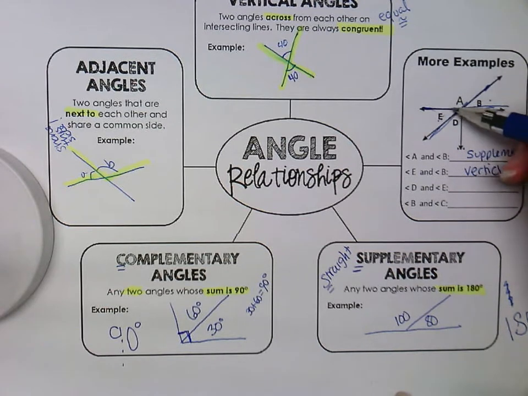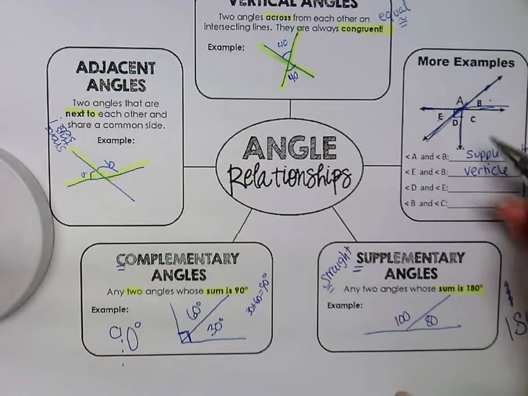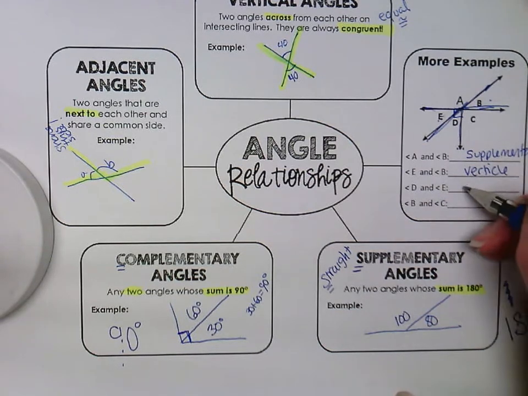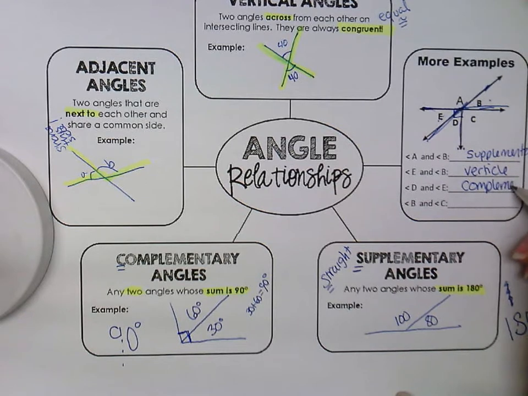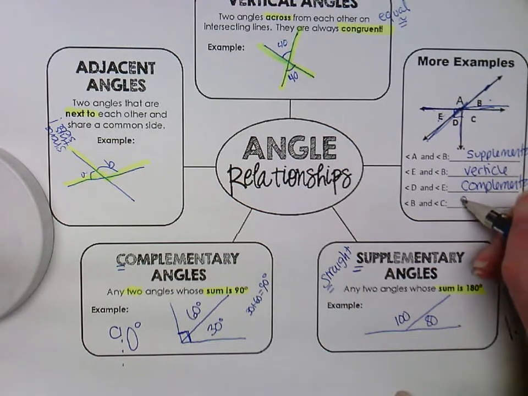Angle D and angle E, if I look at these, they share a side. It's going to be a 90-degree angle. So what type of angle is that? It's complementary. And my final one is angle B and angle C. They don't add up to 90 or 180. What type of angles are they? They are just adjacent.